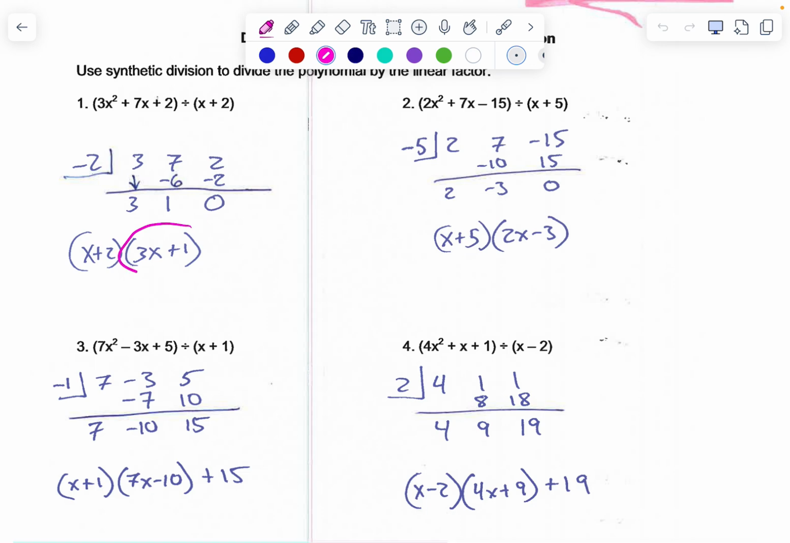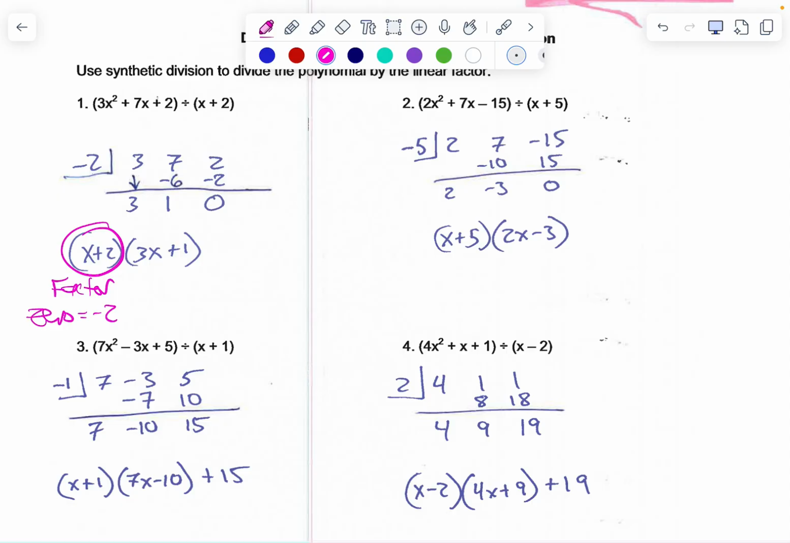But here's what we're seeing. Number 1, 3x plus 1, x plus 2, the thing that we divided by, that's a factor. That means we have a 0. So what would be the 0 of that factor? -2, right? Okay, so we know, like if I said go graph that, you know you have a 0 at -2.